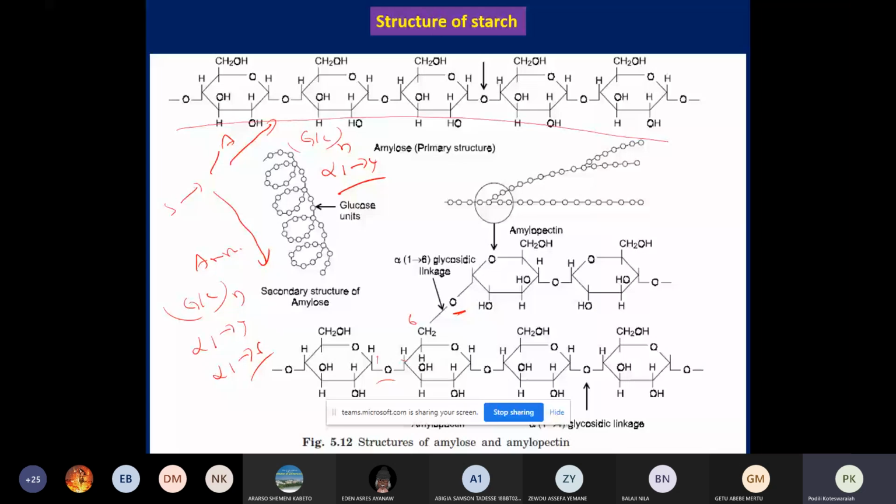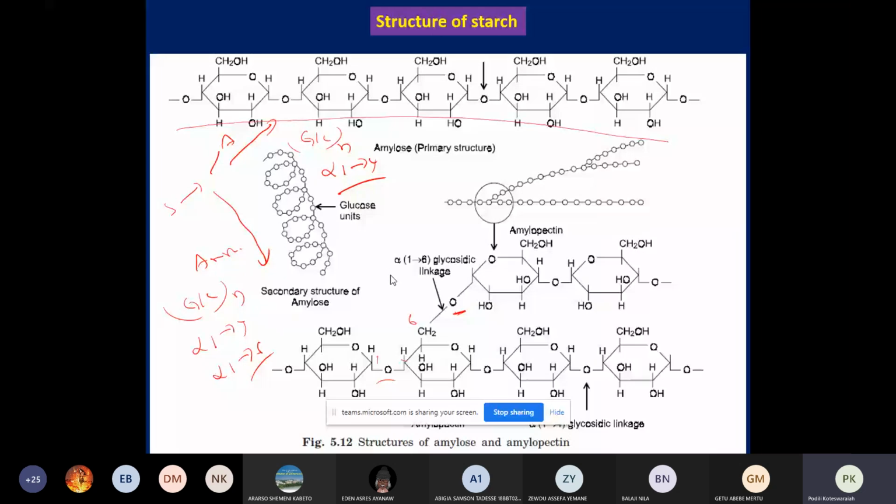So starch is a polymer of glucose, and it has two components, amylose and amylopectin. Amylose is a minor component, amylopectin is a major component. Amylose is a polymer of glucose with alpha 1,4 glycosidic bonds. Amylopectin is a polymer of glucose with alpha 1,4 as well as alpha 1,6 glycosidic bonds. The alpha 1,6 glycosidic bond is present at the branch points, which occur once for every 20 to 30 residues in the structure.